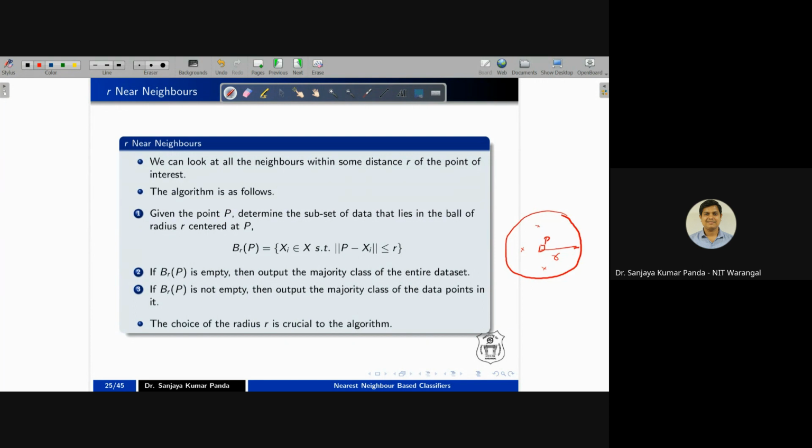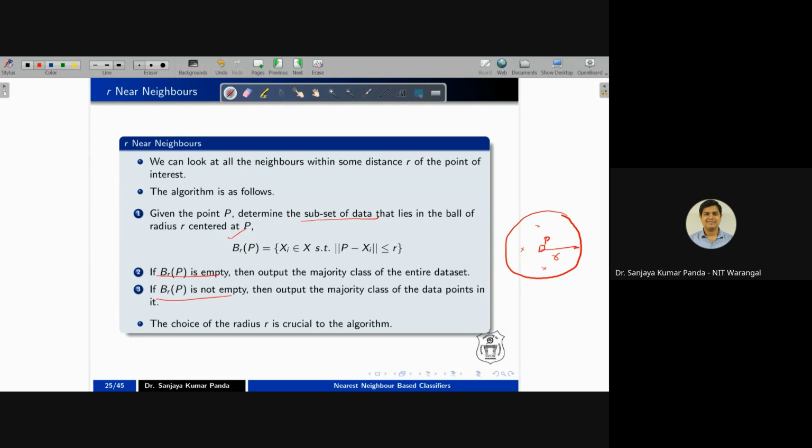So the algorithm is given in 3 steps. Given the point P, determine the subset of the data. It is not necessary that when you take a radius, all the points will come. So we assume that it is a subset of data. In the worst case, the whole set will come. Determine the subset of data that lies in the ball of radius R centered at P. So if it is empty, then output the majority class of the entire data set. Say out of 100 samples, 90 samples belong to a particular class, we'll consider that one. But if it is not empty, then based upon the data points, we are going to determine the class level.